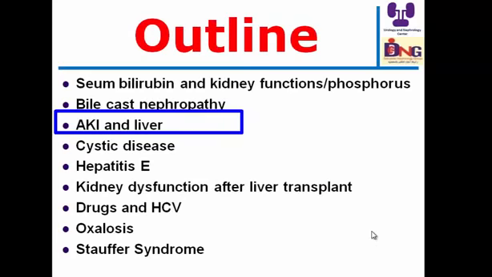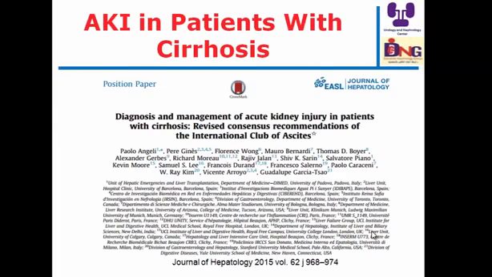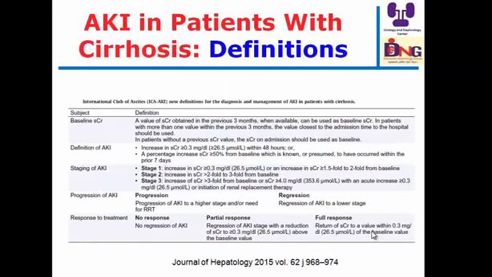The most important section in this presentation is AKI in liver disease patients. This article is a position paper on the diagnosis and management of acute kidney injury in patients with cirrhosis, as revised consensus recommendations of the International Club of Ascites, ICA. It is very important to read because it uses the same definition of acute kidney injury as KDIGO.